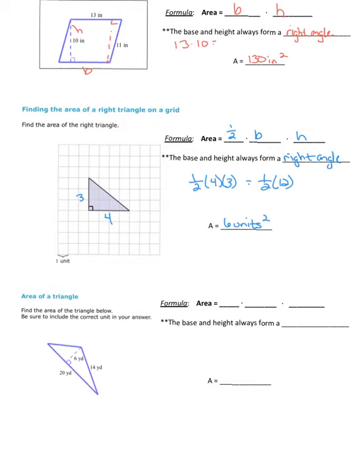Now, let's find the area of this triangle. First, we're going to write the formula. 1/2 times the base times the height. And what did we say? The base and the height always form a right angle. That's how you can tell which lengths to use. Look for that right angle.